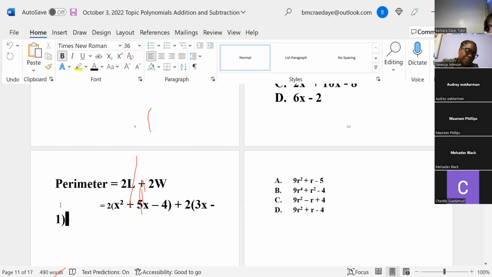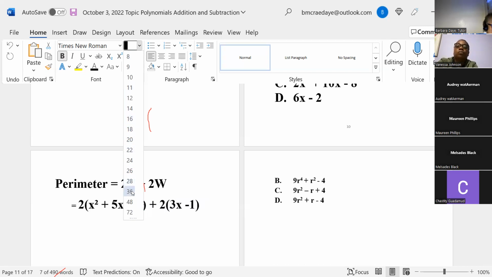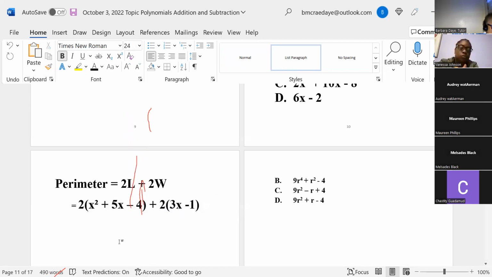So let me just move this over. This is the way it would look. Let me make that all the same font. So this is what Audrey did. She said she used x squared plus 5x minus 4 as her length and 3x minus 1 as her width. So when you multiply this, Audrey, what did you get?